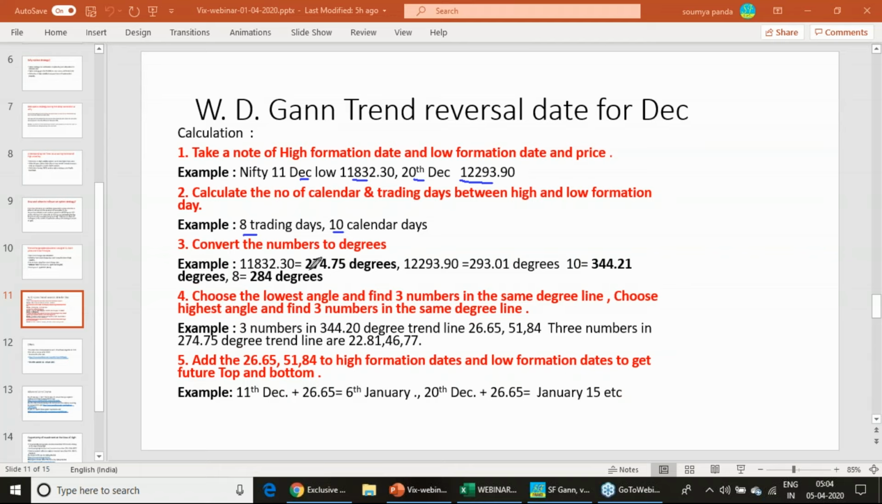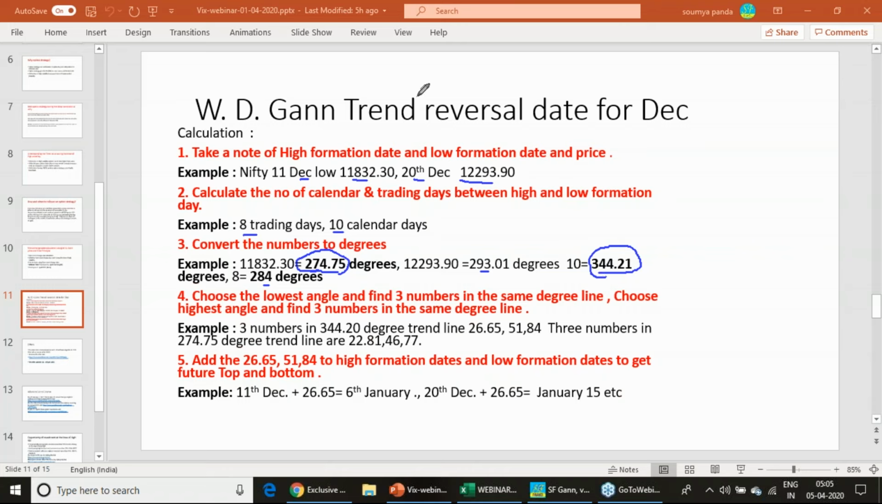Then all these four pieces of information we are going to convert to degrees. I have converted everything to degrees; that formula I will explain in the Excel. So there are 4 different degrees you got. Out of these 4, we need to find out which one is the lowest and which is the highest. Here we are getting 274.75 as the lowest among the 4 and 344.21 as the highest. So the lowest degree and highest degree we are finding out.